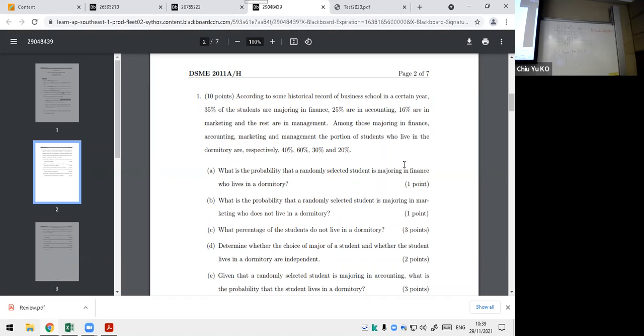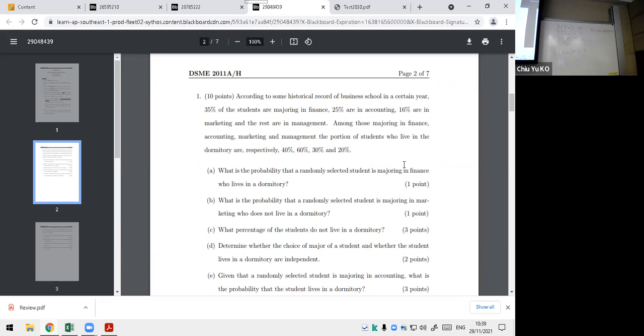And then it will be 0.6 times 0.25. And you do the remaining two, right? This is finance and DOM, and accounting and DOM, marketing and DOM, management and DOM. The four added together is the probability of DOM. That is coming from what we call the total probability rule.